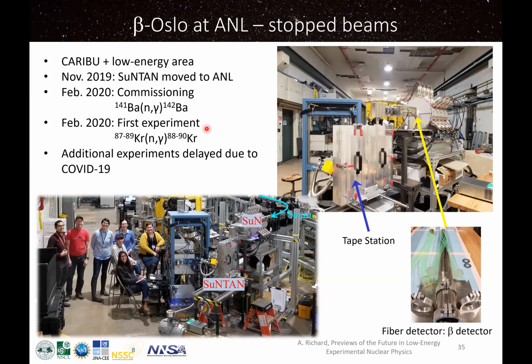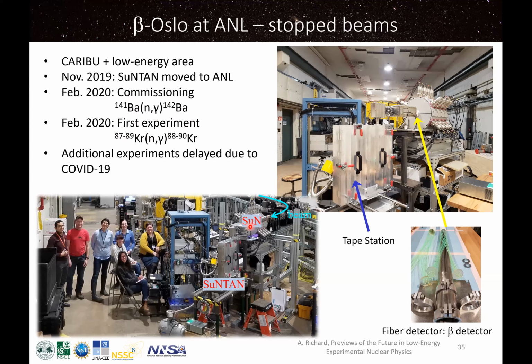And then we did another experiment that's the thesis project of Kaylee Harris, and that's krypton-87 to 89 (n,gamma), which is also very important for the i-process. We had a lot of other experiments that we want to do at Argonne, but they were delayed due to COVID, so we're hoping to get back there soon and do that. But the CARIBU beams are delivered down this way and into SuN.